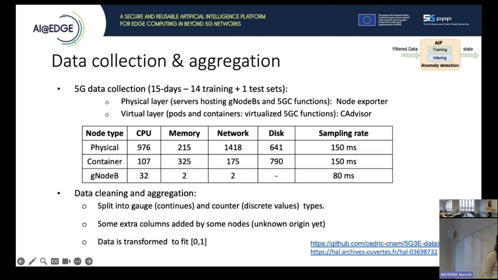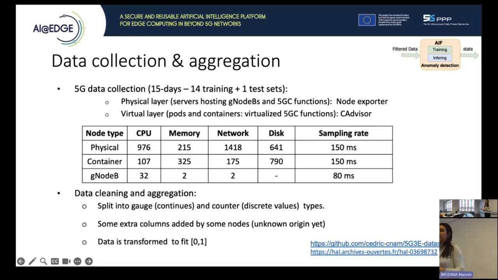This is the number of features collected for each layer and each type of metric. For the physical layer, there were 4 types of metrics: CPU, memory, network, and disk data. We have a bit less than 1,000 features for CPU, 215 for memory, 1,400 for network, and 641 for disk. For containers, it was a bit less. For gNodeB data, we had 32 CPU-related features, 2 for memory and 2 for network. For the sampling rate, we took the minimum: 150 milliseconds for both physical and container data from Node Exporter and cAdvisor, and 80 milliseconds for gNodeBs.